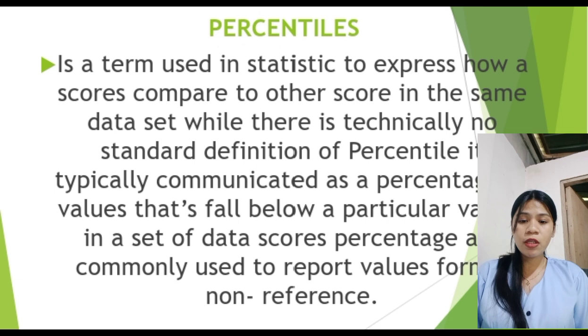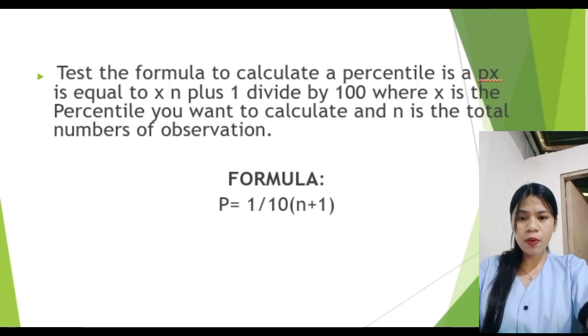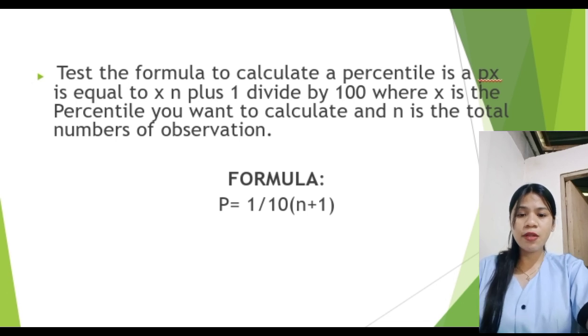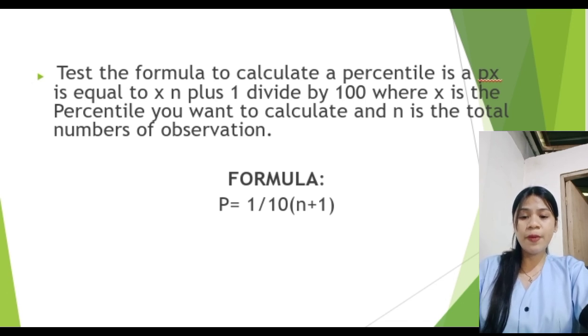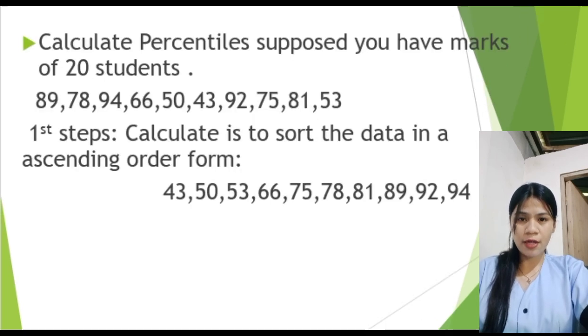Percentiles are commonly used to report values from norm-referenced tests. The formula to calculate a percentile is Px equals x times (n plus 1) divided by 100, where x is the percentile you want to calculate and n is the total number of observations.